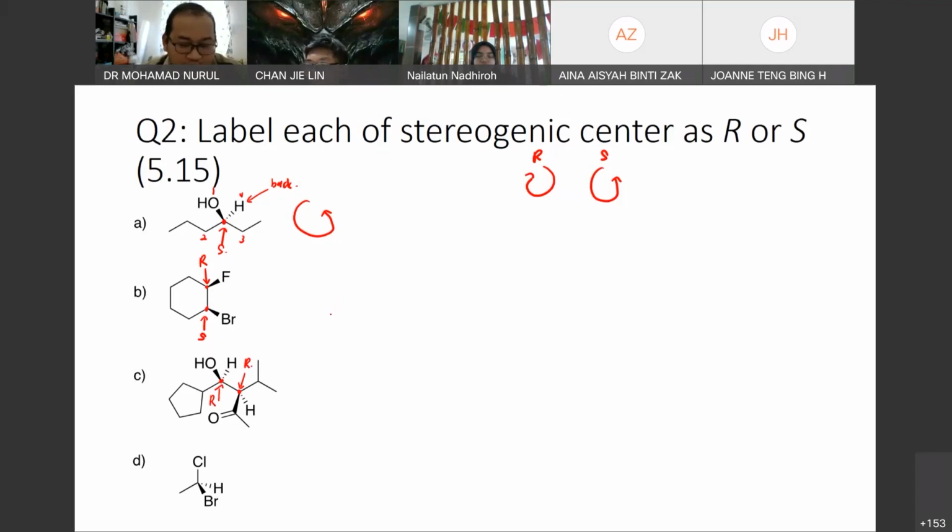So for the last one, we have chlorine, bromine, proton, and CH3. So chlorine, bromine is number 1, chlorine number 2, CH3 number 3, proton number 4.